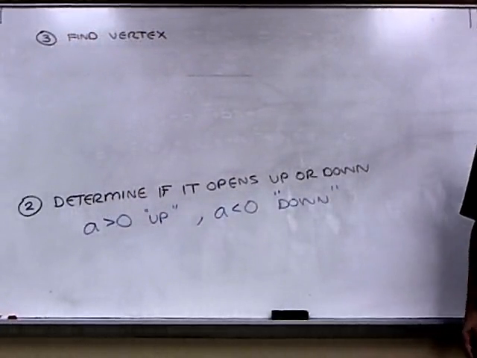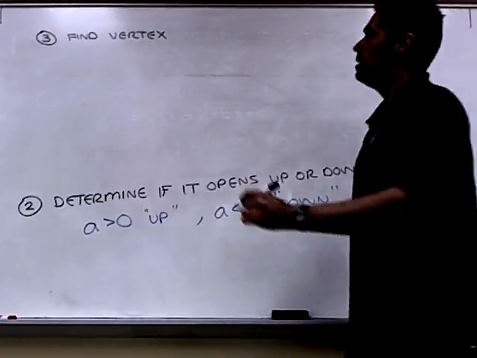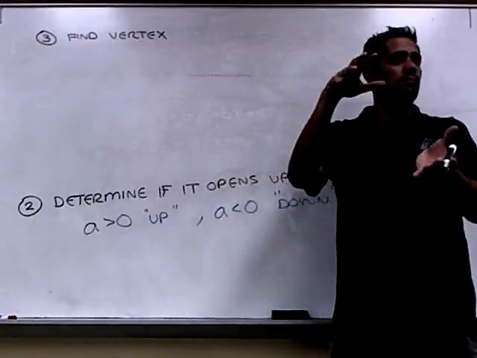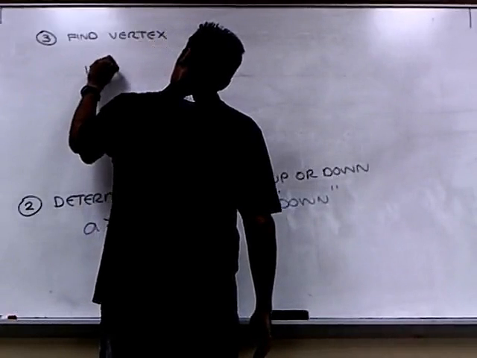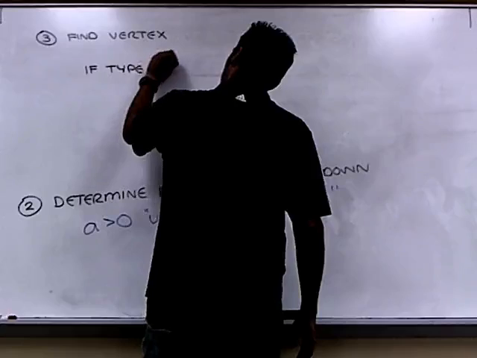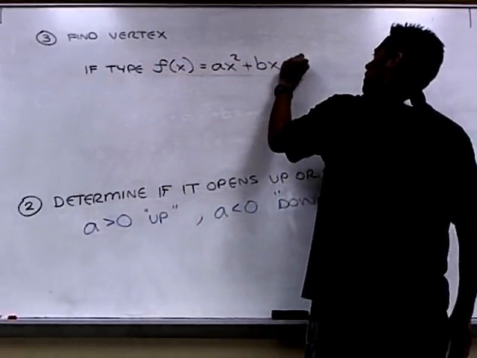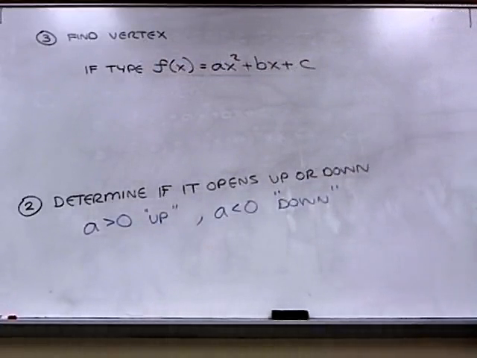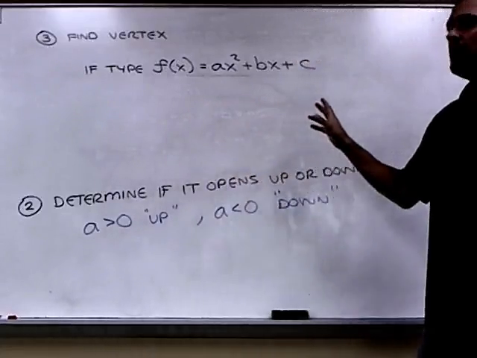Now this couldn't be easy or it can be a challenge. It depends on the function, the way it was given to you. So we have two cases, two scenarios, depending on the type of function that we were looking at. If it's the type f of x equals ax squared plus bx plus c, if we're given that form, the only way to get the vertex is with a formula that I'm about to give you. It's called the vertex formula.